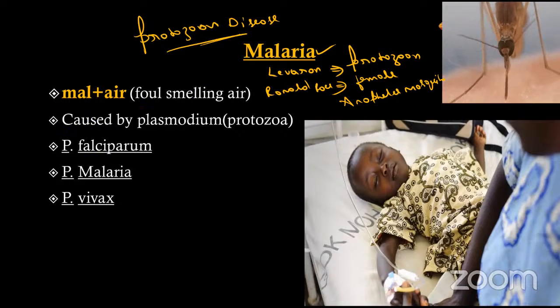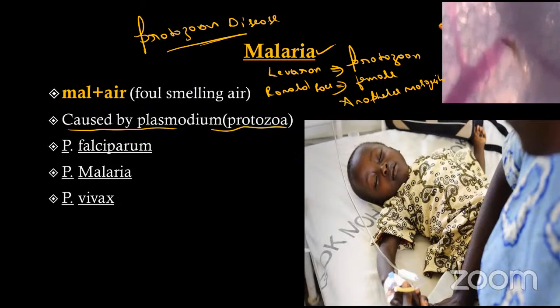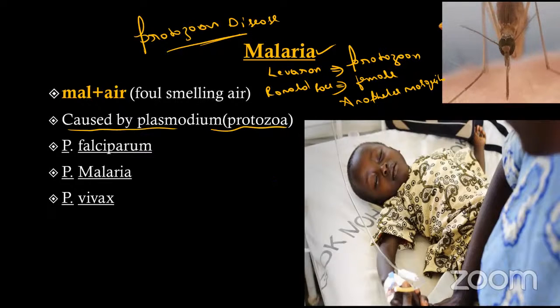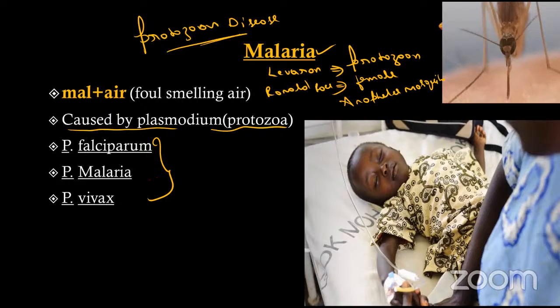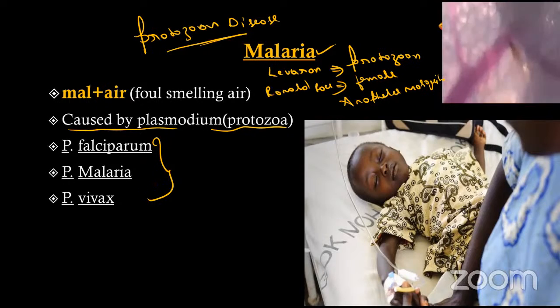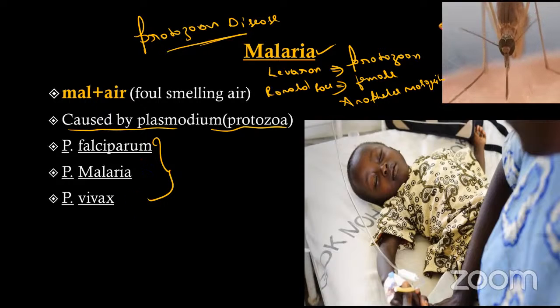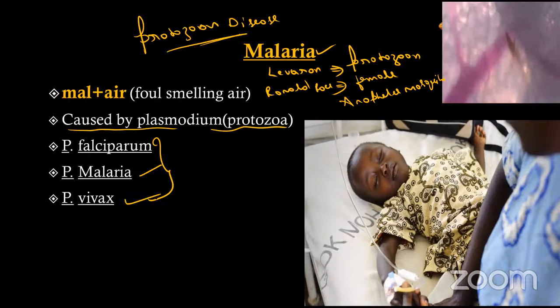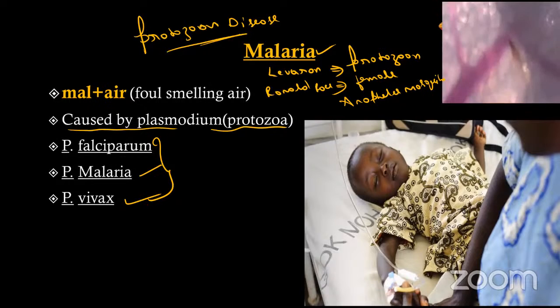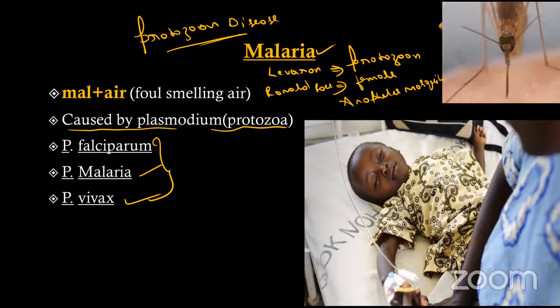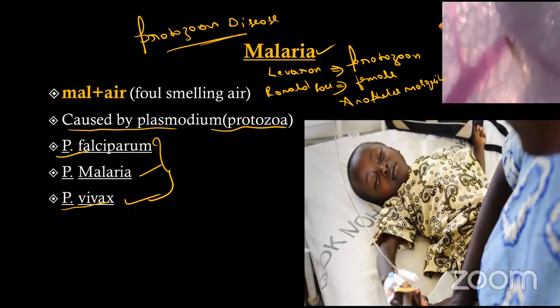Then, it is caused by Plasmodium. So that is a protozoan. Malaria is a protozoan disease. Here it is caused through three main species: Plasmodium falciparum, Plasmodium malariae, and Plasmodium vivax. Students, in India also we have malaria, but it is caused by two of them: Plasmodium falciparum and Plasmodium vivax.